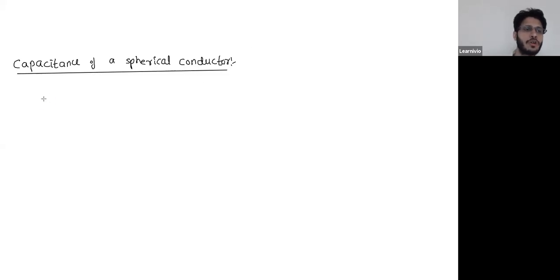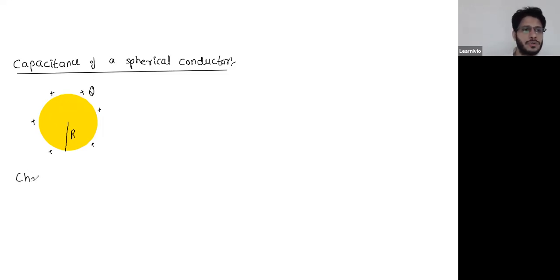So you have a spherical conductor, it could be hollow or solid, because if you have a conductor, then charge will reside only on the outer surface, nothing else. If you have a conductor, charge will reside only on the outer surface. The charge is Q. Radius of the conductor is capital R.